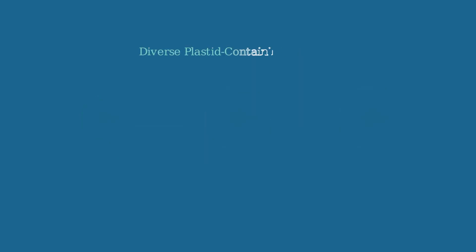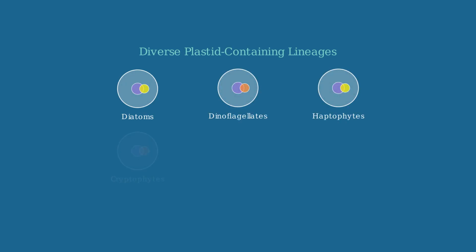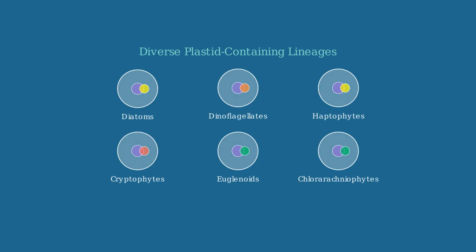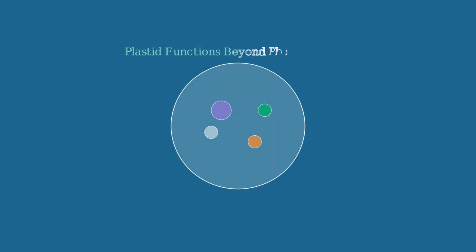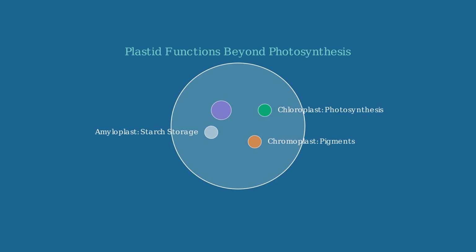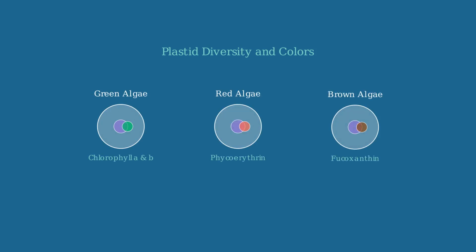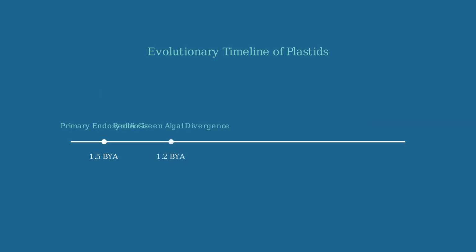This process of secondary and even tertiary endosymbiosis has led to remarkable diversity in algal lineages, each with distinctive plastids. Plastids perform functions beyond photosynthesis, including pigment production, lipid synthesis, and storage of various molecules. The evolution of plastids has created remarkable diversity in pigmentation, giving us the colorful world of plants and algae. Plastid evolution through endosymbiosis has occurred multiple times over the last 1.5 billion years, creating the photosynthetic diversity we see today.